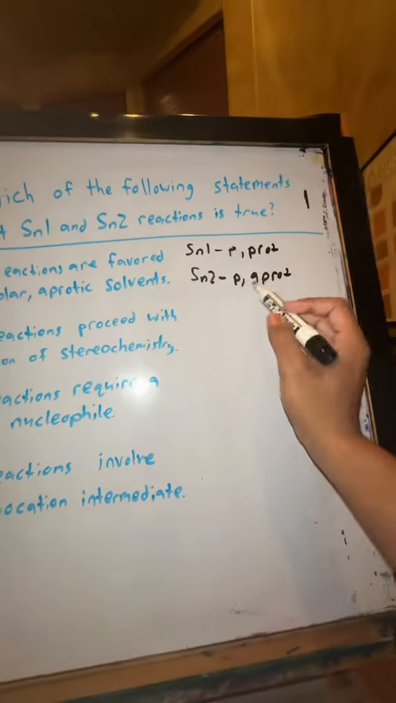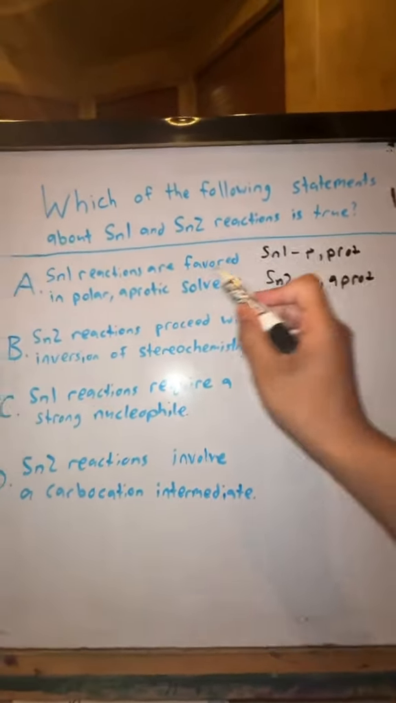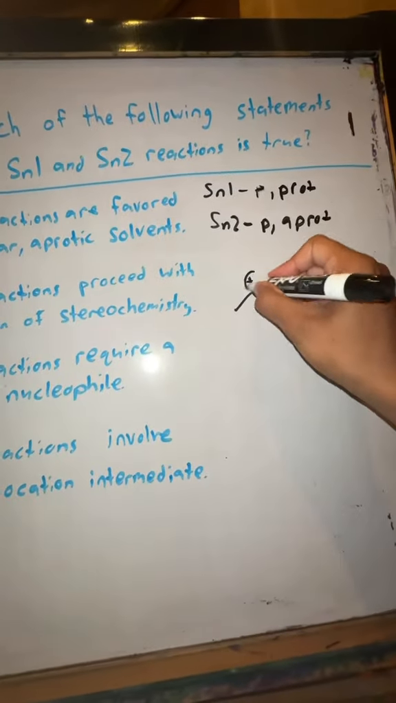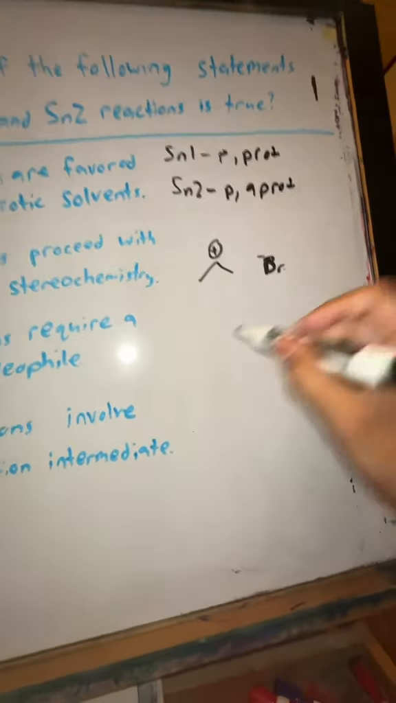Now, SN1 can still occur in polar aprotic conditions and vice versa, but we're talking about preferred, like favored, okay? So it would rather be in polar protic solvent conditions. Now, the reason is SN1 involves carbocation intermediates, right? This is our leaving group, it's bromine. And a protic solvent can be something like this, right?